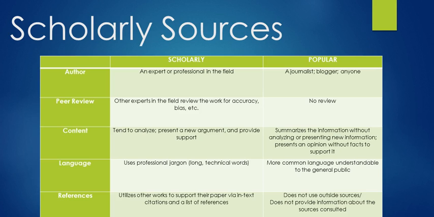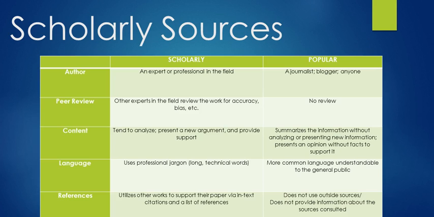This chart showcases 5 key elements of information sources and how scholarly sources meet them compared to a popular source. First, we have the author, who will be an expert or professional in the field they are writing about. Next, we have peer review. Scholarly sources go through a peer review process, which means a panel of experts in the field review the work for traits like accuracy, bias, and support before it's approved for publication.